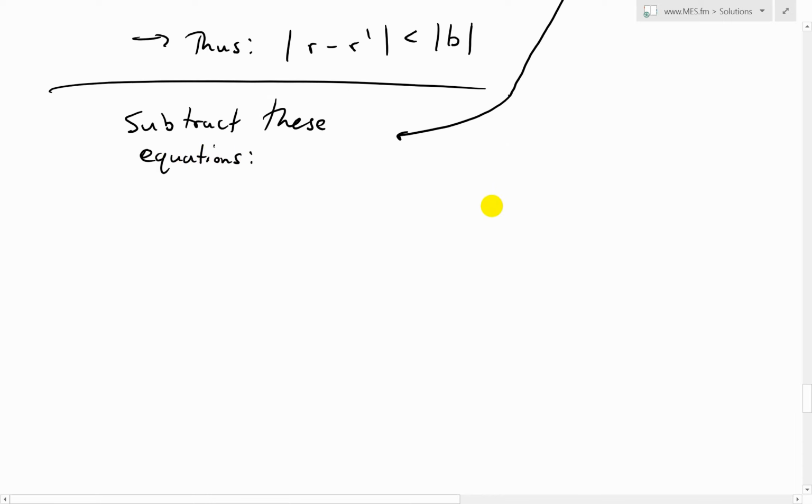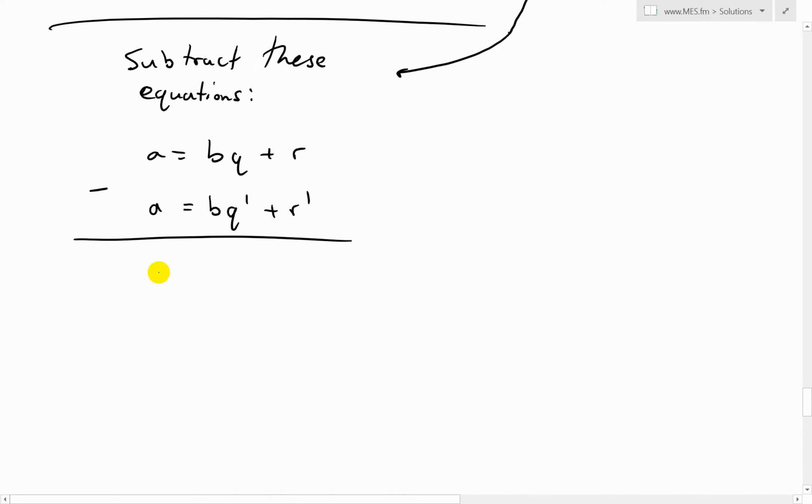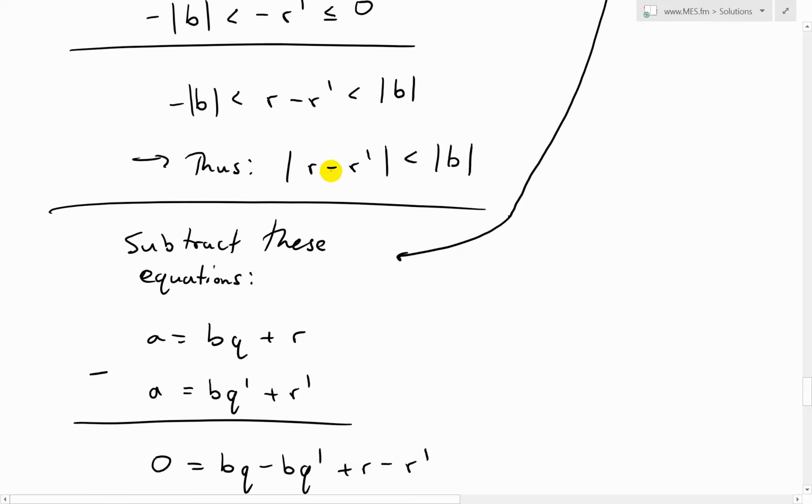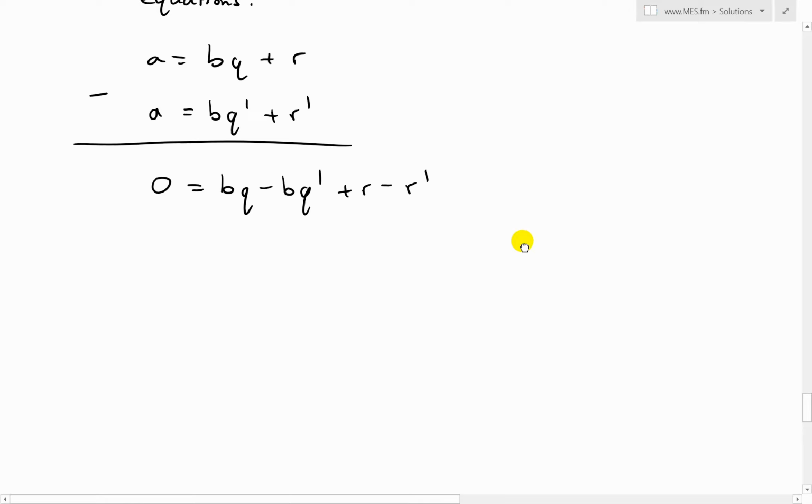So when we do that, what we end up having is a equals bq plus r, and the other one is just a equals bq prime plus r prime. So let's subtract these two, so we get rid of this a, so we get 0 equals bq minus bq prime, and then plus r minus r prime. We can take this r minus r prime and work around with it to see what we could find out.